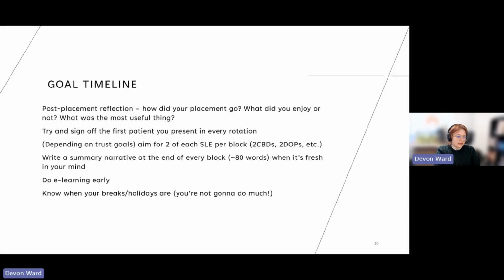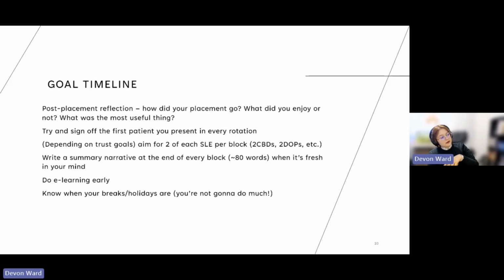This is where you come to an end of your rotation. You can just look back over the last 4 months and say, well, how did my placement go? Did I like it? Did I not like it? What was the most useful thing that I learned out of it? And you can take that down the route of a skill. You can take that down the route of communication. You could take it down the route of, I watched a DNACPR discussion. Equally, what wasn't so good, you can do that too.